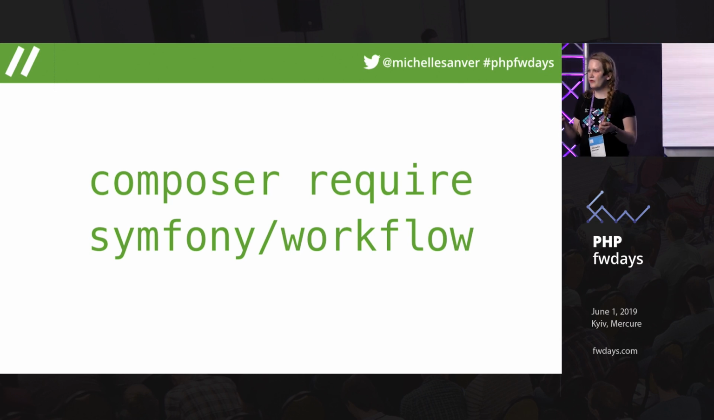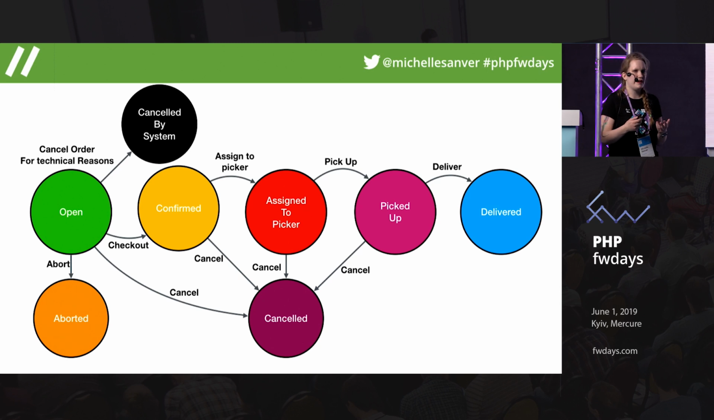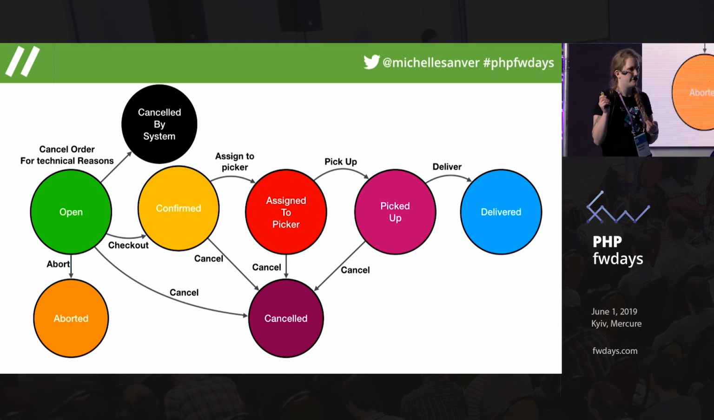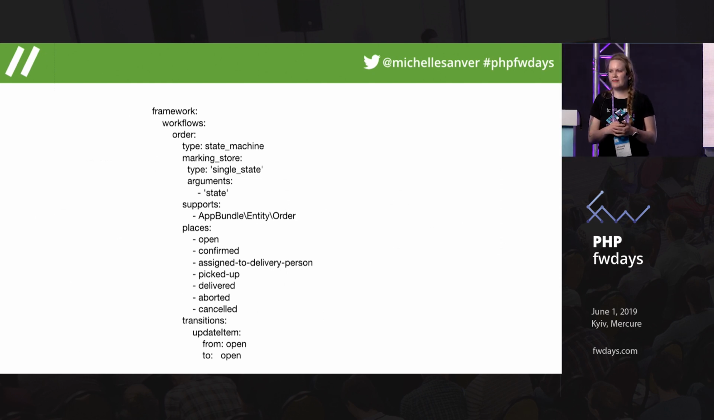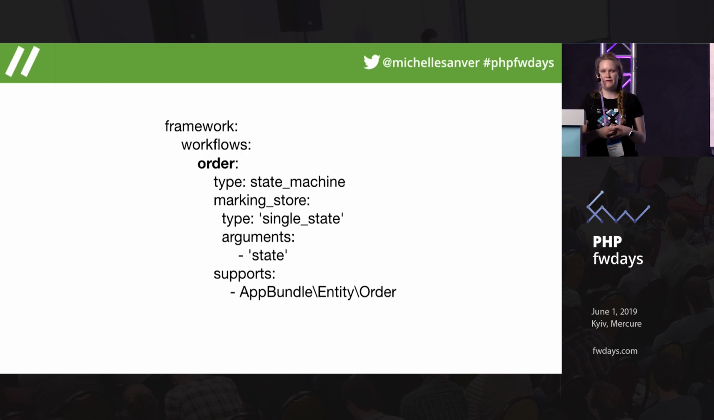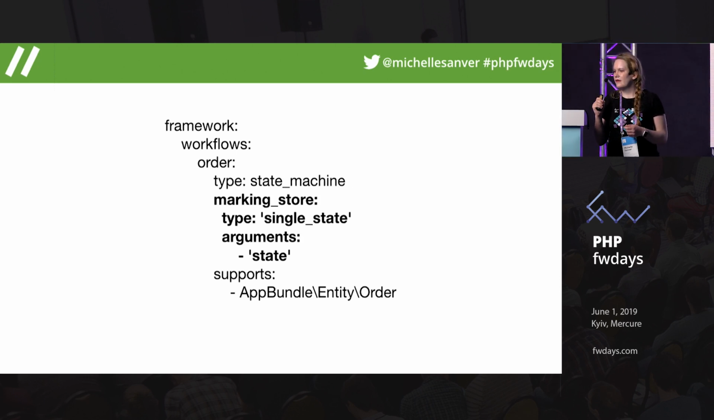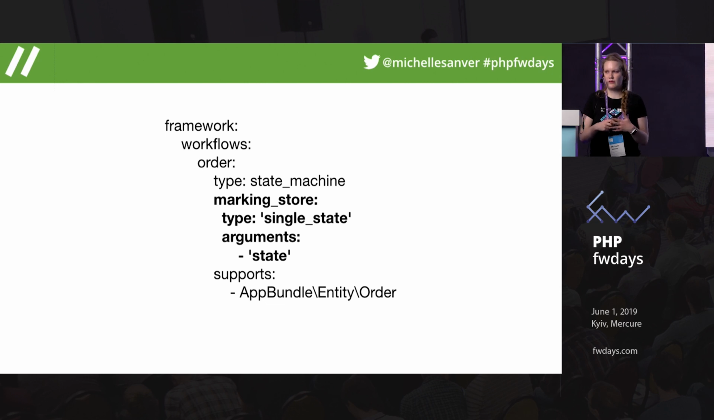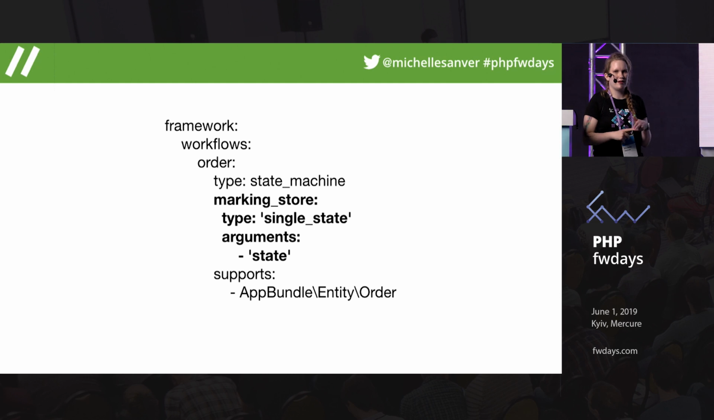You require it with Composer. And our workflow here, we have to define it in a configuration. In Symfony, we often use YAML. So here's how the configuration would look like, breaking it down. We have the name of the workflow, which is order. And we say that it's a state machine. And the marking store could be either multiple state or single state. We want it to be single state because it's a state machine.